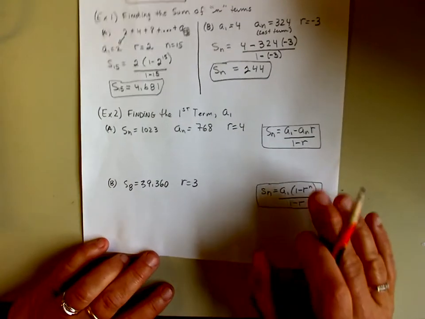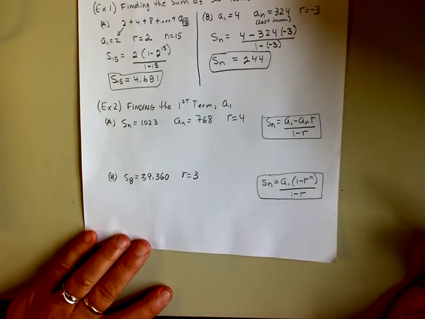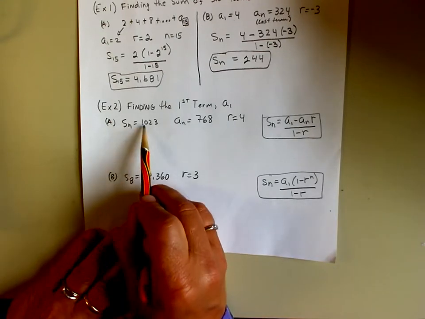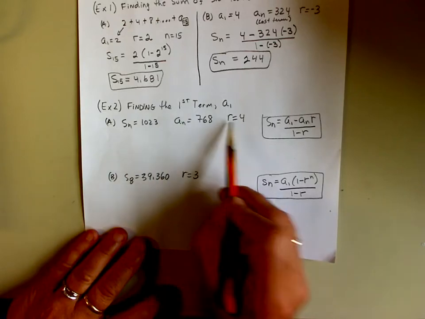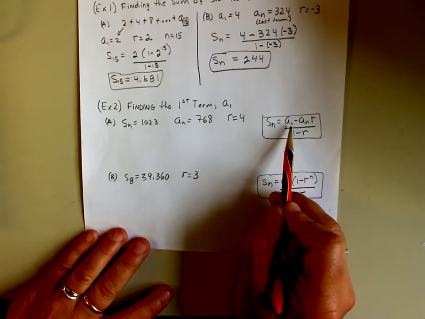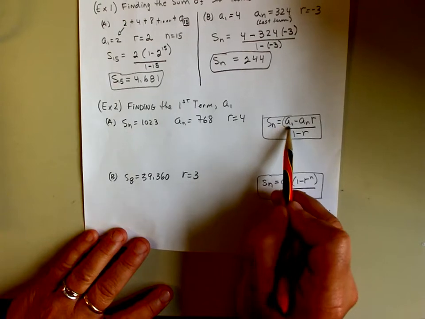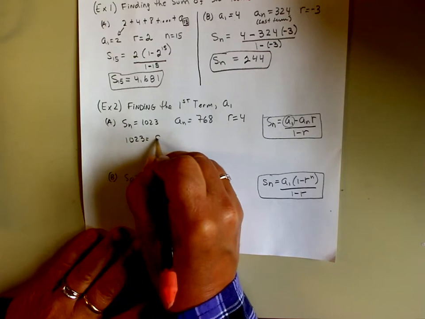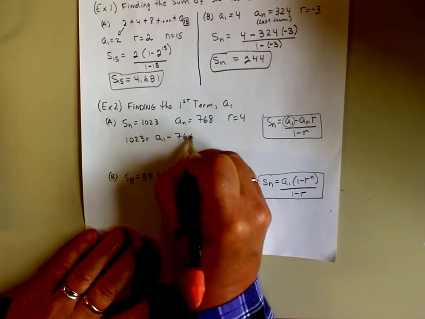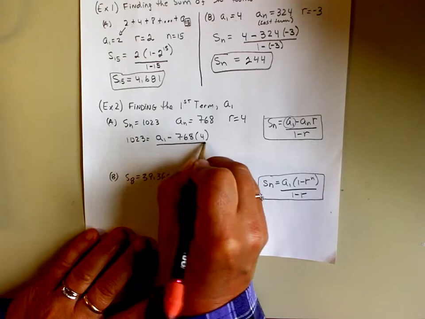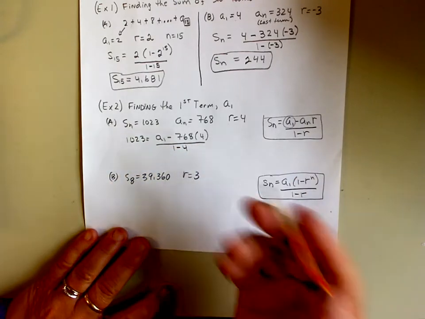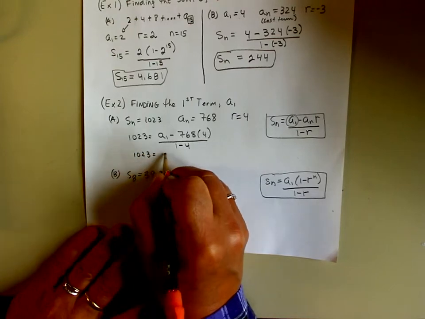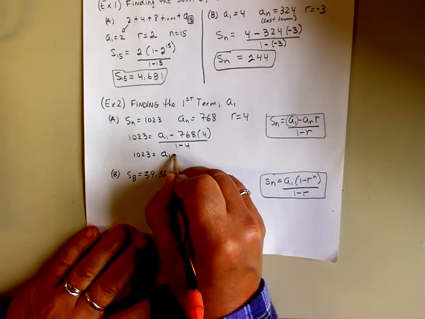In the next example, we're going to find the first term. So we have a couple of different scenarios here. In the first scenario, we're given S sub n, a sub n, and r. So this formula would suit us to solving for the first term. So let's plug in what we know. And we'll divide that by 1 minus 4. Again, some order of operations. And then we'll solve for A1.